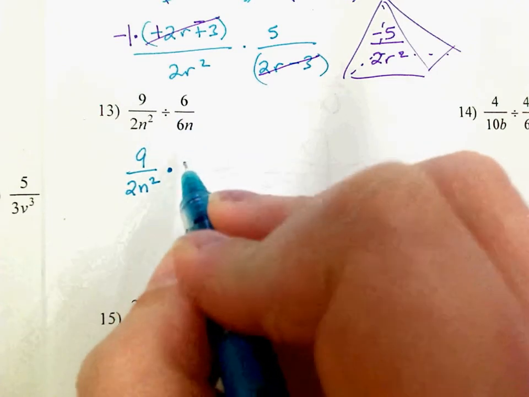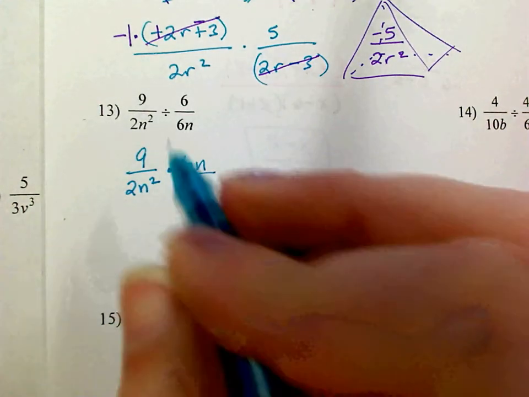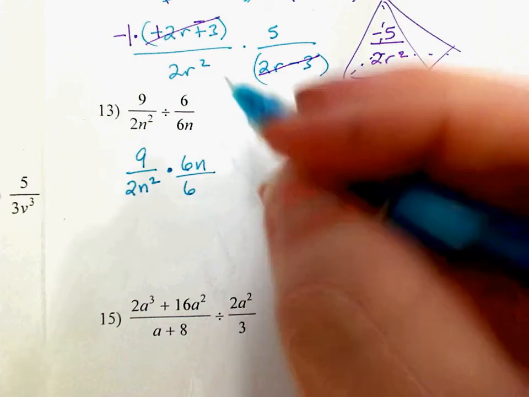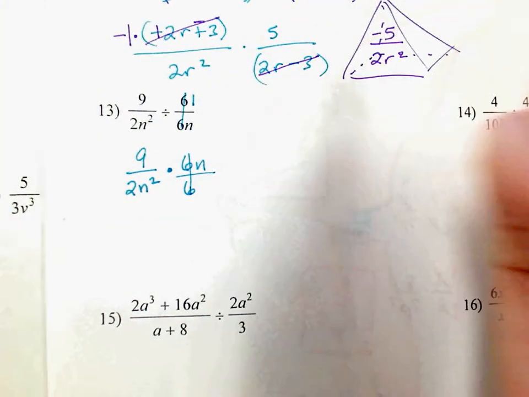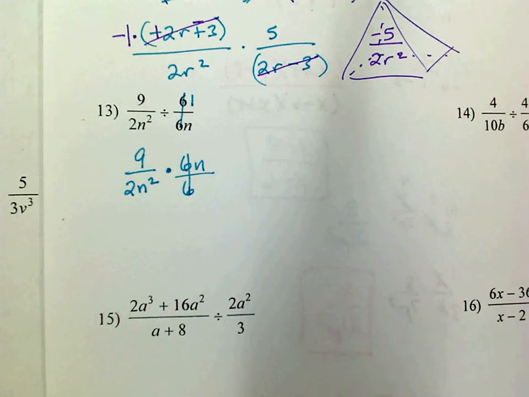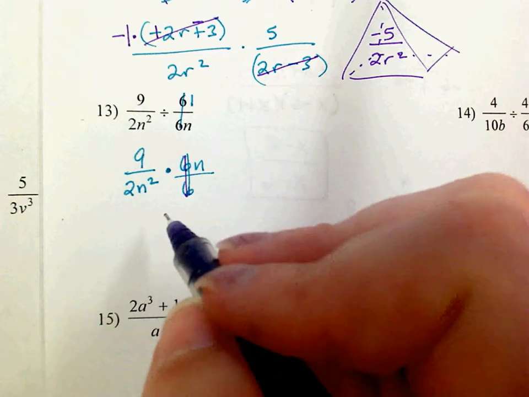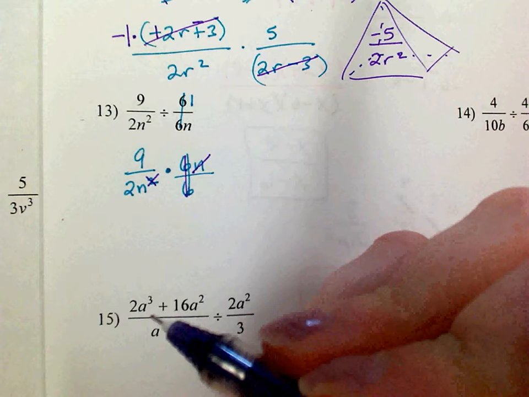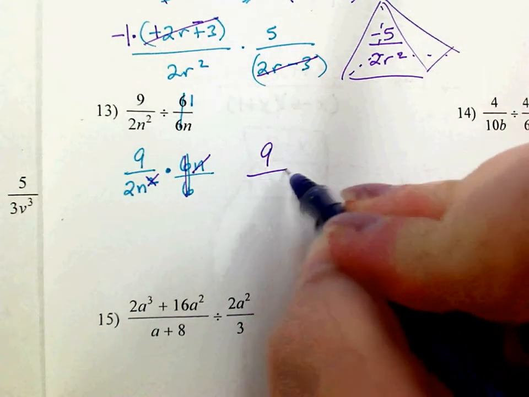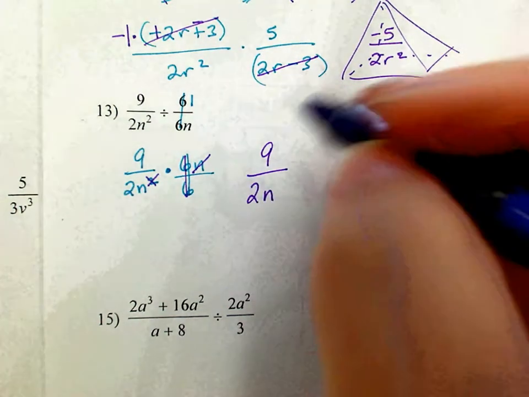6n over 6, yeah? What about these 6's? Can I just cancel them out? Could I have canceled them out right here? I could have and said 1 over n, so n over 1, but as it is, that's okay. Okay, so the 6's cancel out. Now what else cancels out? 1 n from the top and 1 n from the bottom? Final answer? 9 over 2n. Okay?